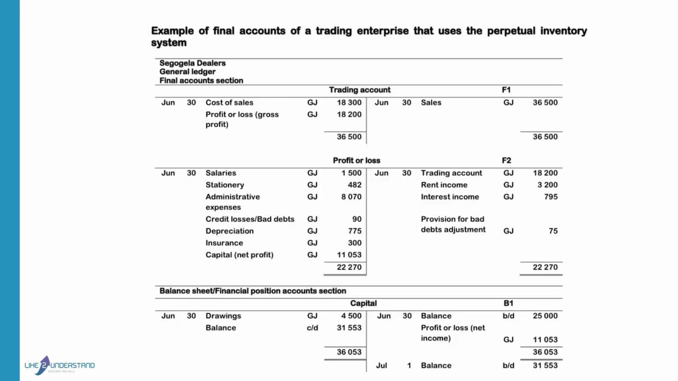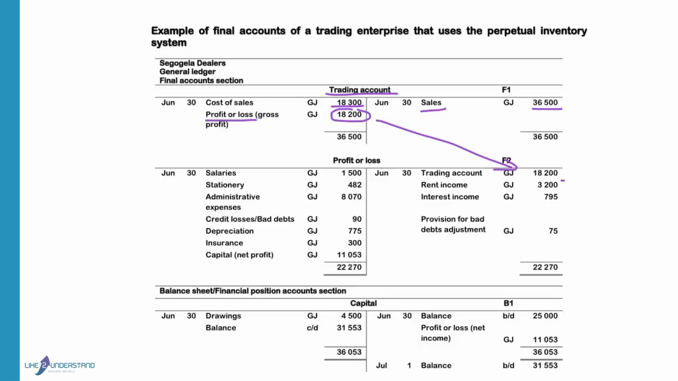In a trading business, you will have a trading account so that you can determine what is your gross profit. We will transfer sales to the credit side. This sales figure includes cash sales, credit sales, less debtors allowances. And we will transfer the cost of sales to the debit side. The balancing figure, so the difference between sales and cost of sales, will be transferred to the profit and loss account, and that is the gross profit that we made. So that 18,200 will go to the credit side of the profit and loss account.